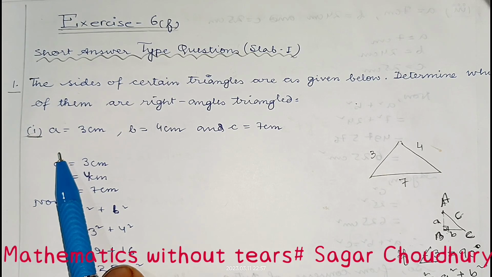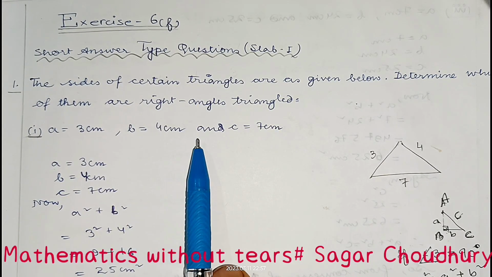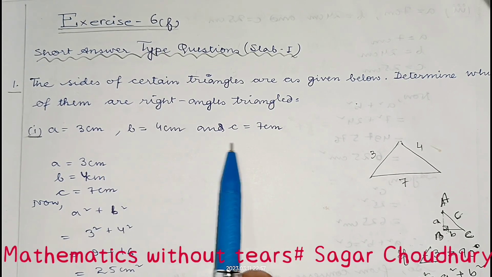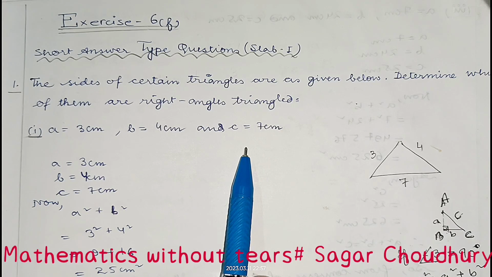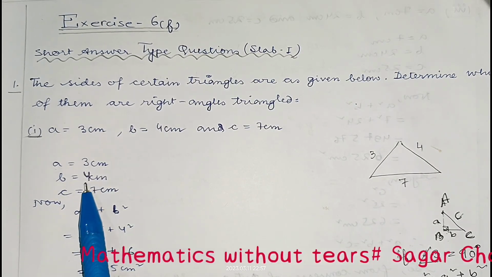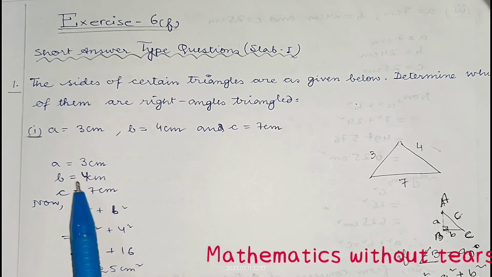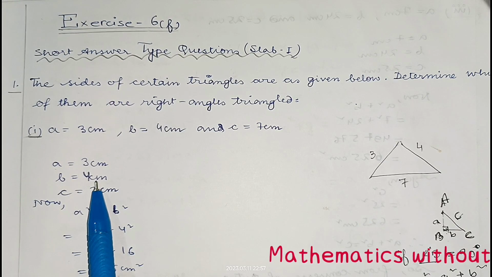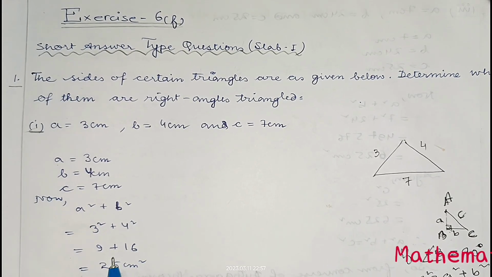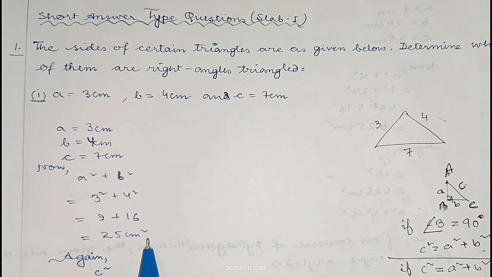In first part of question number 1 it is given A equals to 3 cm, B equal to 4 cm and C equal to 7 cm, and we have to check whether using these sides a right angle triangle can be formed or not. Out of these three, A and B are smaller sides, so we will take the sum of the squares of these two. So it is A square plus B square. So A square is 3 square plus 4 square. 3 square is 9 and 4 square is 16. If I add, it will be 25 centimeter square.